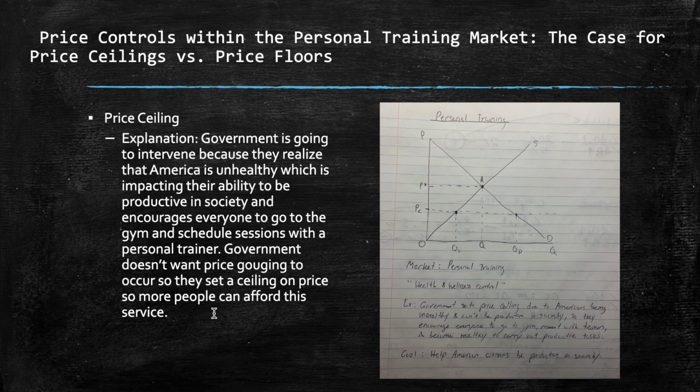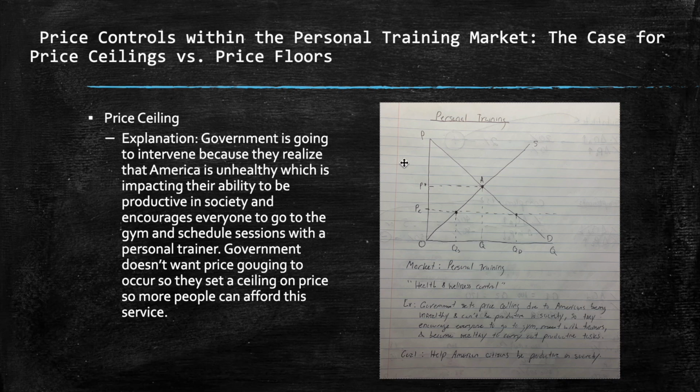And if we look to the picture over here, right, market is personal training. We are discussing health and wellness control. That's what the government wants to set a price ceiling on, is health and wellness control. And for the explanation here, well, it kind of goes along with this explanation. The government sets a price ceiling due to Americans being unhealthy and can't be productive in society. So they encourage everyone to go to the gym, meet with trainers, and become healthy to carry out productive tasks. And the goal for this is to just help Americans be productive in society. So that is why the government is setting that price ceiling.